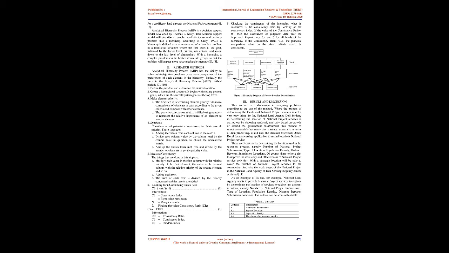To assist the National Land Agency in making decisions on the location of national project services so that implementation can be maximized, a decision support system is designed and built. A decision support system is an interactive information system that provides information, modeling and manipulating data. The system is used to assist decision-making in semi-structured and unstructured situations, where no one knows for sure how decisions should be made.